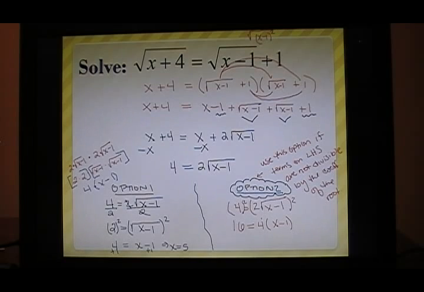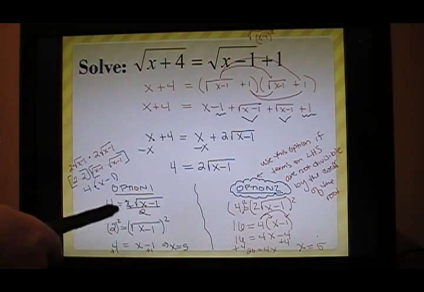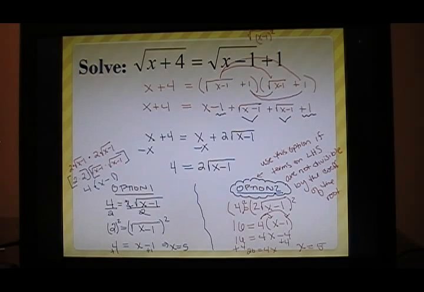So now simplifying this equation, I would distribute my 4. So I've got 16 equals 4x minus 4. Now it's just a linear equation, no x squared, so I'm going to isolate my variable and add 4 to both sides. I've got 20 equals 4x, and then dividing both sides by 4, we get the same solution of 5. Okay, so regardless of the method, you should get the same solution. 5 is the solution to that equation.